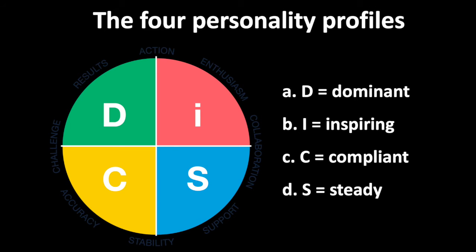So column A is the D, the dominant. Column B is the I, inspiring. Column C is the C, compliant. And column D is the S, steady. And you can see that some of those are really opposed to one another. And it's very interesting to start to work through these personality profiles to help us function better together.